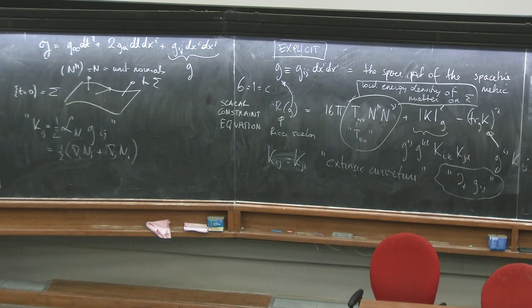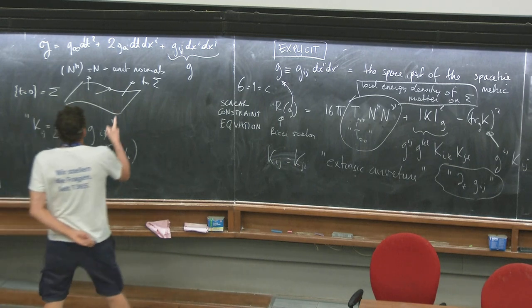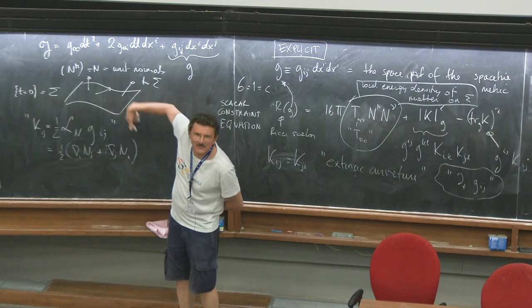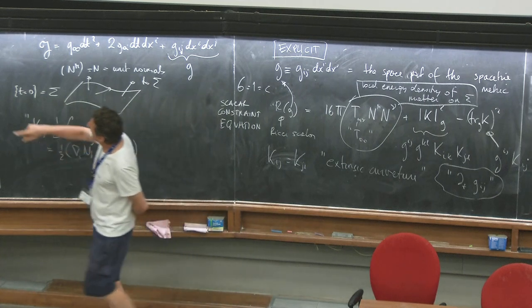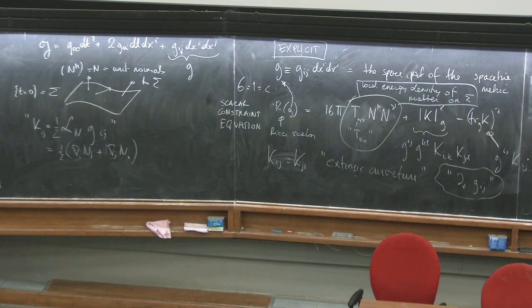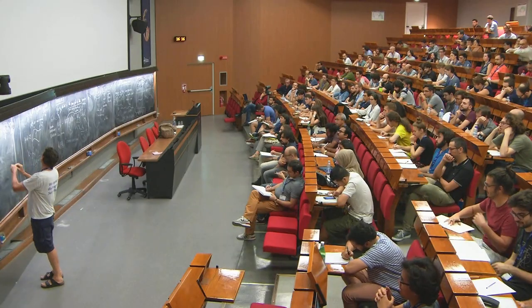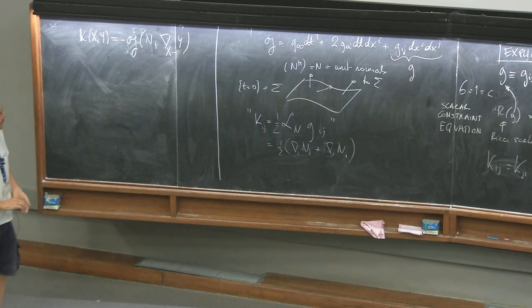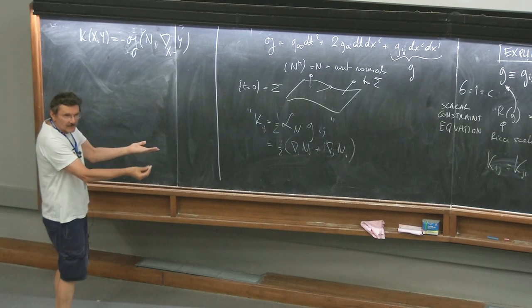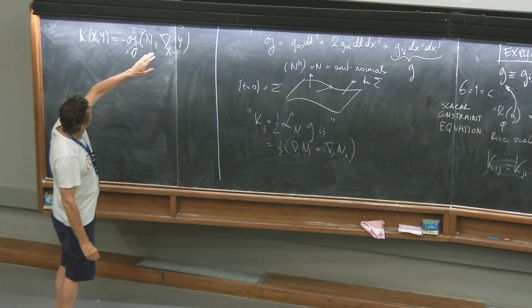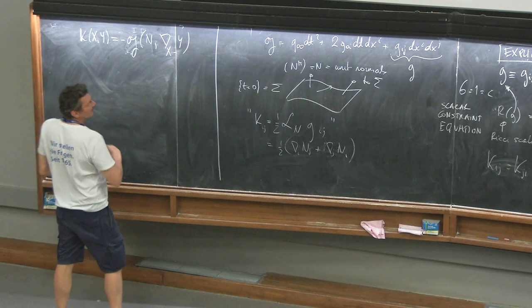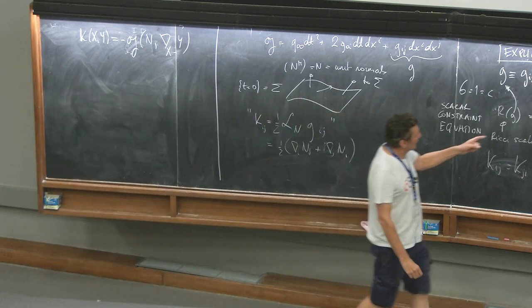I can always get away with this by saying, well, the normal, who says that it has to be pointing in this direction? It could be pointing this way. But I think I need a minus here. Okay, so that's the geometric way. Again, if you had a space-time, that's how we would do this. So whatever it is, that's the formula.